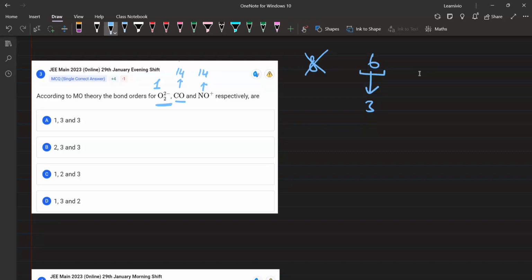ठीक है. So whether it is CO or NO positive, it is going to be 3 bonds. So 133 is the correct option. Now this is quite a generalization, but here still you can see that.